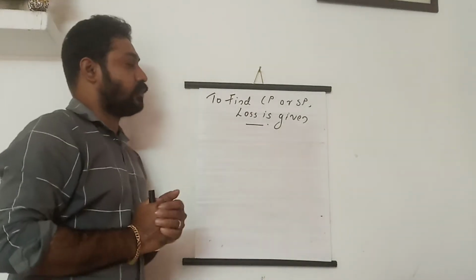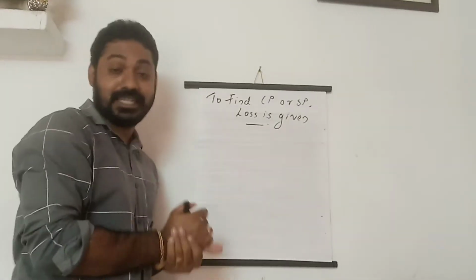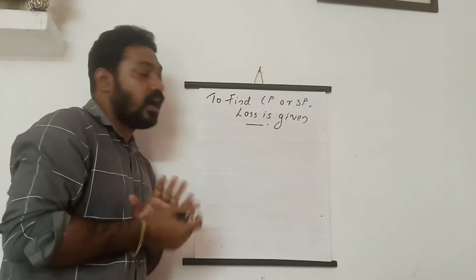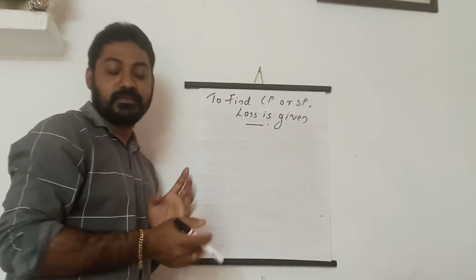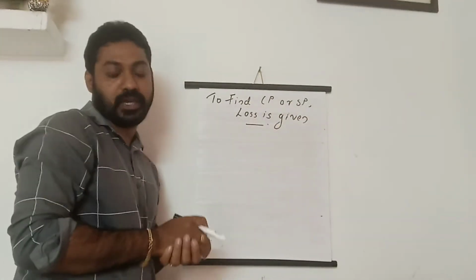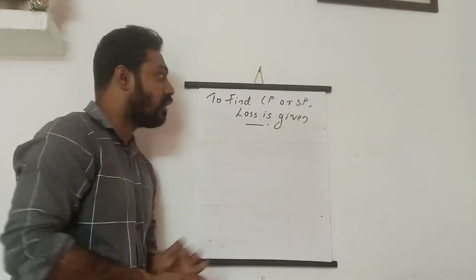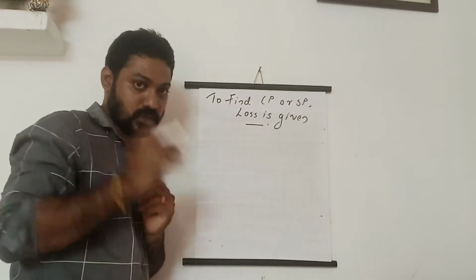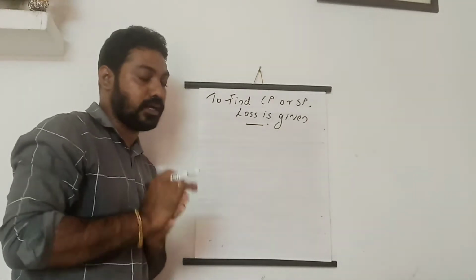So dears, today we are studying how to find a CP or SP if loss is given. In the previous class we learned how to find the cost price or sale price if profit is given. That equation also we learned, and that equation is very important.